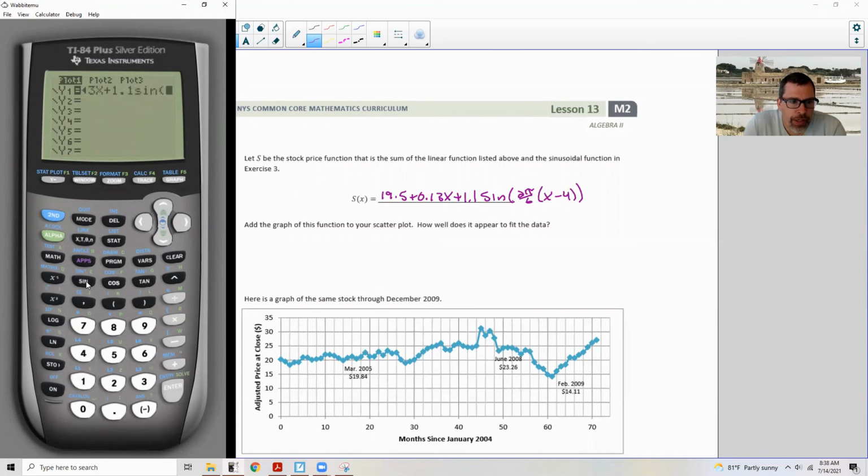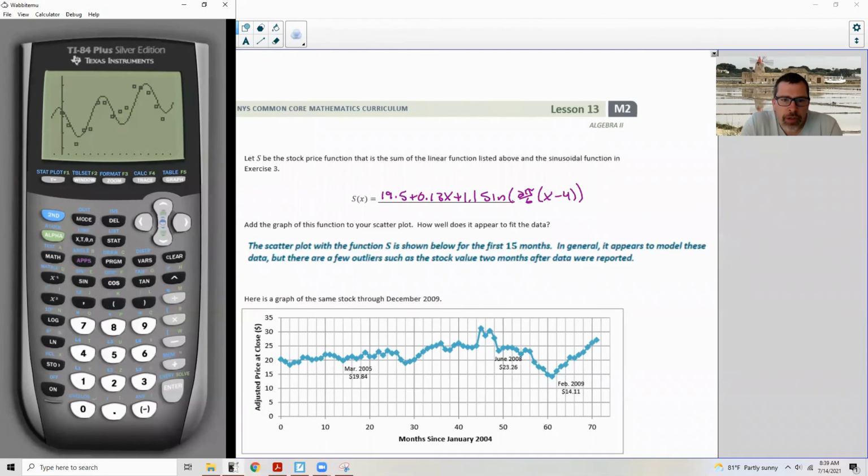1.1 sine 2 pi divided by 6 times x minus 4. And then graph it. How well does that fit? It fits pretty good. It's not too bad. So there's the graph of that function. How well does it appear to fit the data?